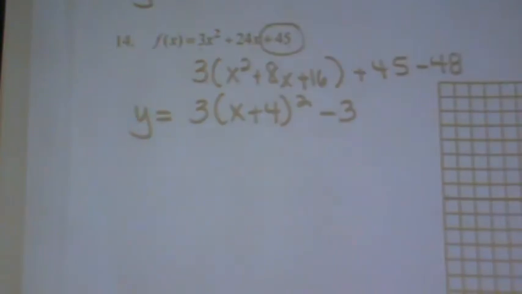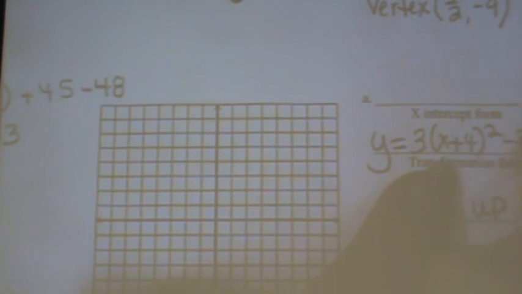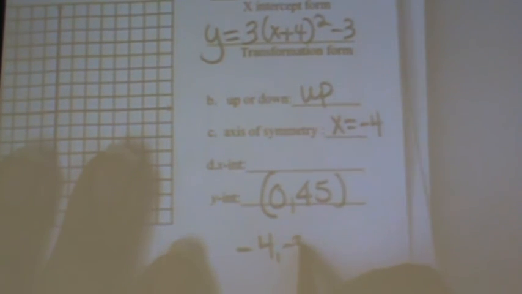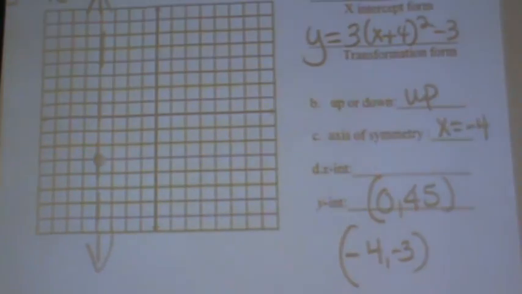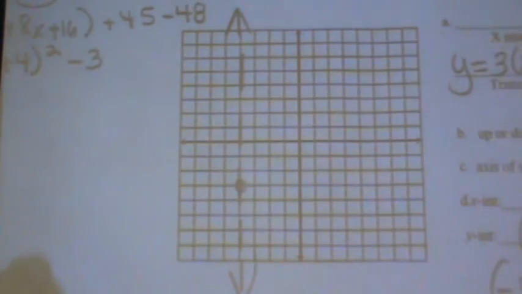So in transformation form, you get y equals, and you can write f of x, 3 times (x plus 4) quantity squared minus 3. So we now know the axis of symmetry, which is x equals negative 4, and our vertex is (-4, -3). So let's graph what we have so far. Negative 4 is your axis of symmetry, and we have (-4, -3). And (0, 45) is way up here as your y-intercept, so that's too big. So let's see where the graph hits the x-axis.